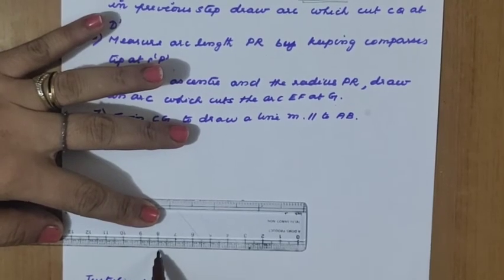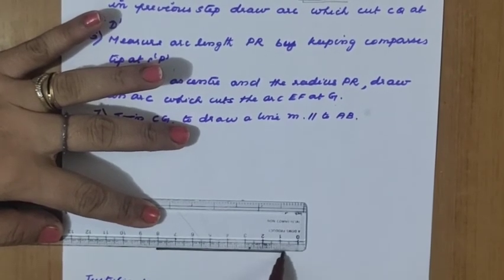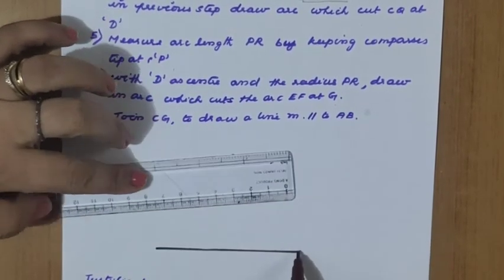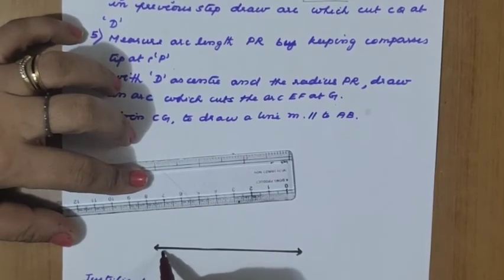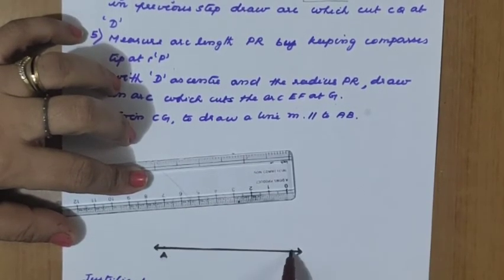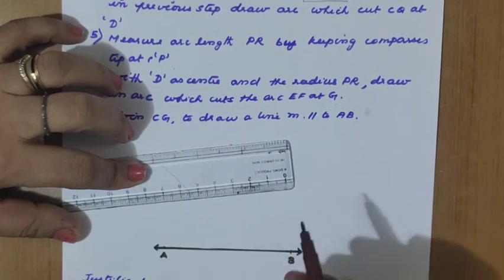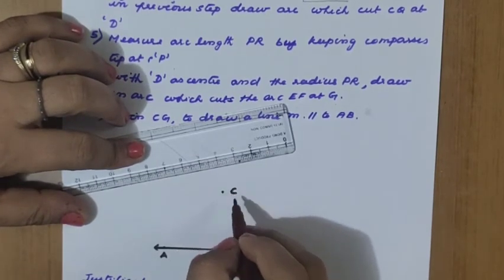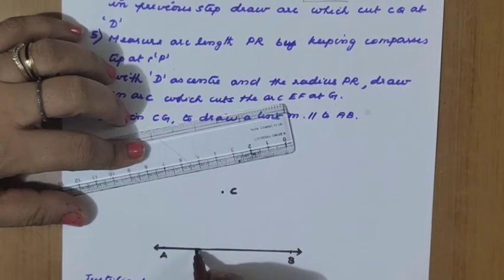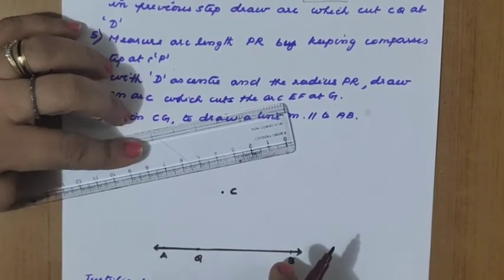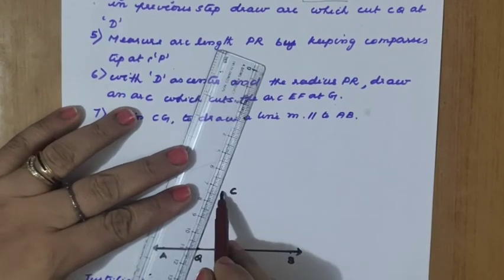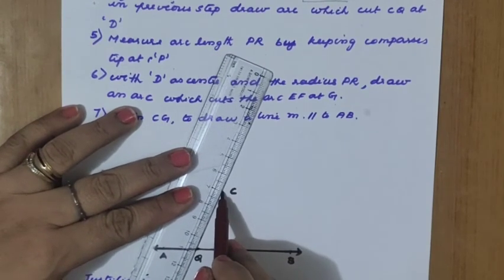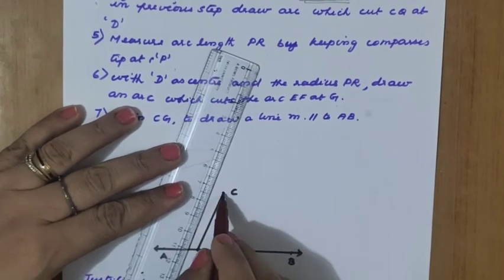So draw a line L now. This time they had given the name as AB only, so we are marking this as AB. Okay. Now take a point Q on AB and a point C outside the AB, because as per the question C is outside the AB only. So we have to take a point here. Let me mark it Q only. What is the next step? We have to join CQ.